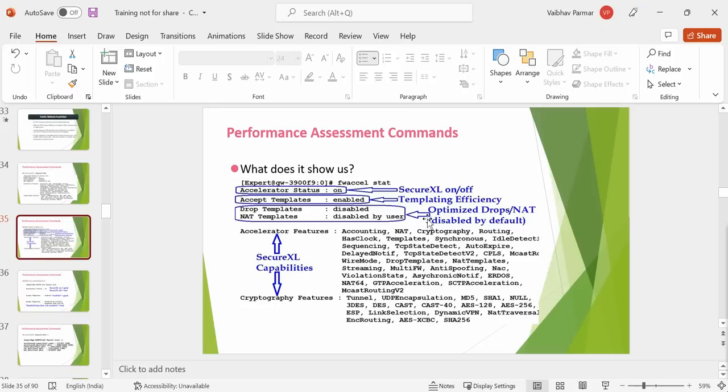The next slide also talks about the same thing which we have just discussed: the accelerator features, the cryptographic features, and what SecureXL capabilities we will get out of this.